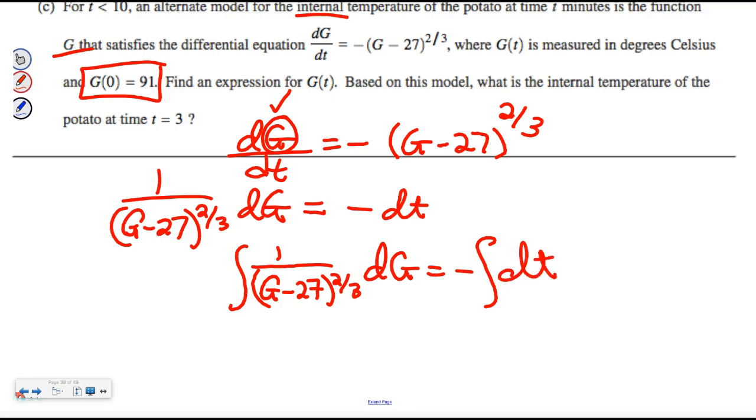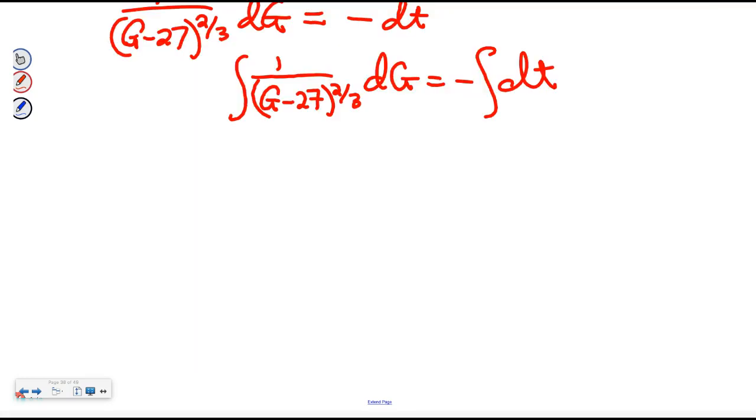That bugged some kids this year too. I remember them coming back from the test saying there wasn't anything over there. Well, there is. It's a negative 1, and the antiderivative of negative 1 is just negative t. So that's where I think some kids bailed on it, at least my kids.